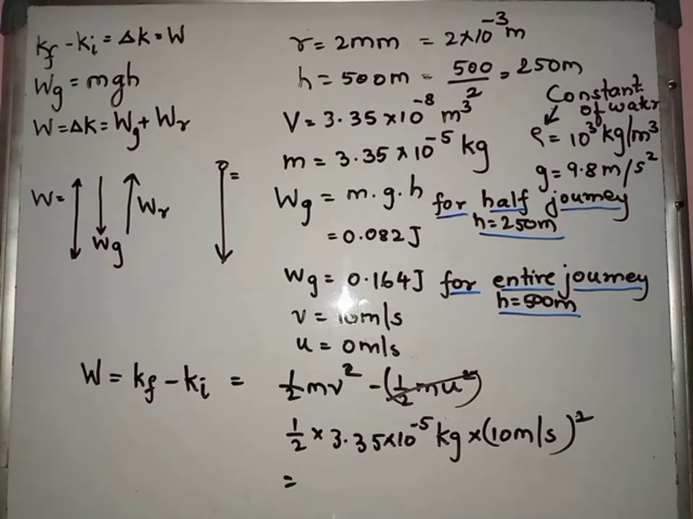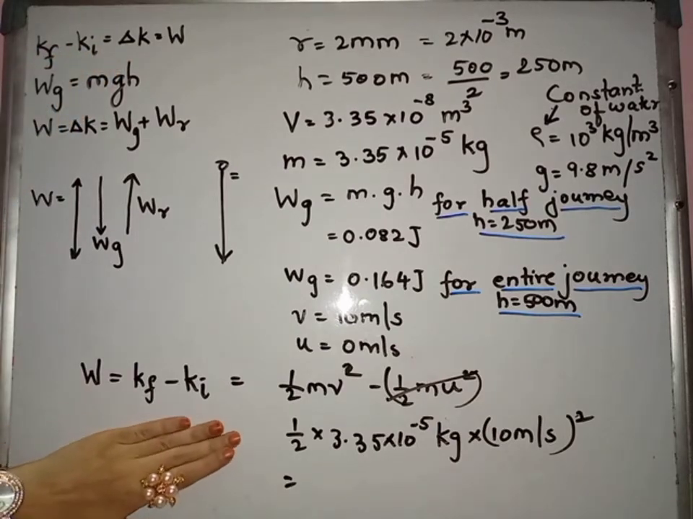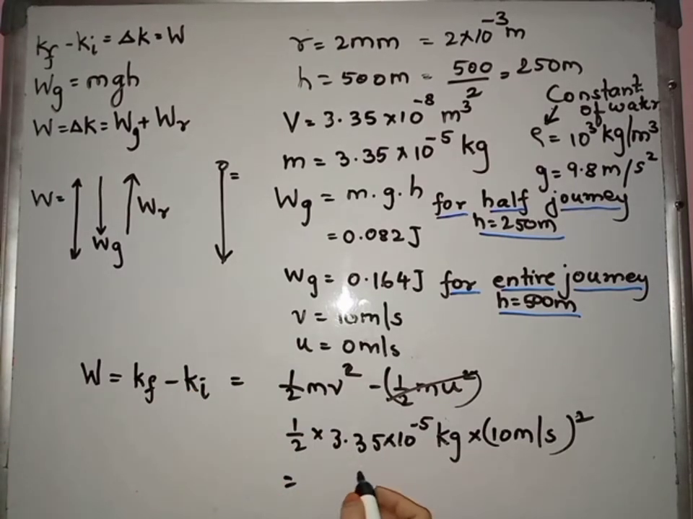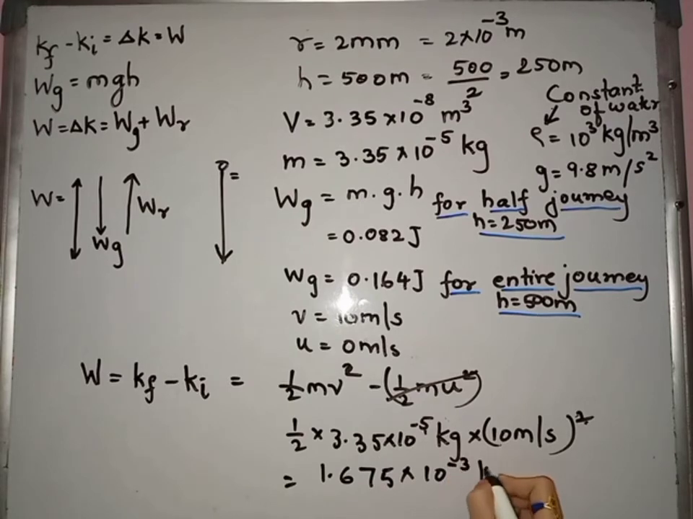Why are we finding out Kf minus Ki? Because we want to find out the work done by the resistive force. Before that, we first have to find out the total work done, and total work done is nothing but Kf minus Ki. That is the reason we have to solve this. On solving, we get 1.675 into 10 to the power minus 5 and 10 raised to 2. Minus 5 plus 2, you will get minus 3, kg meter square per second square, which is nothing but joule.